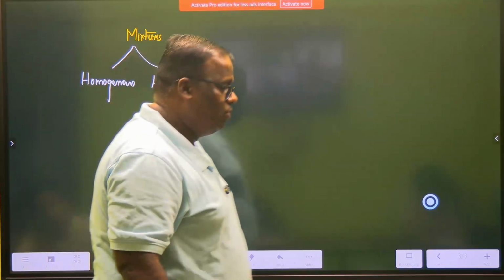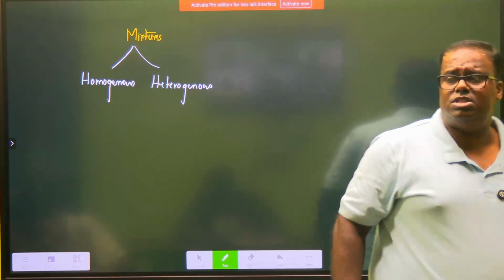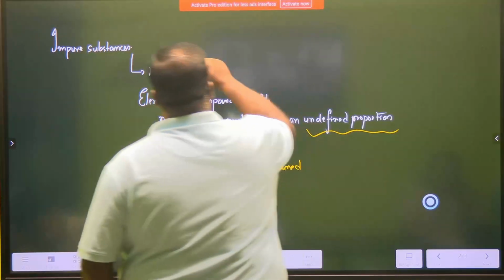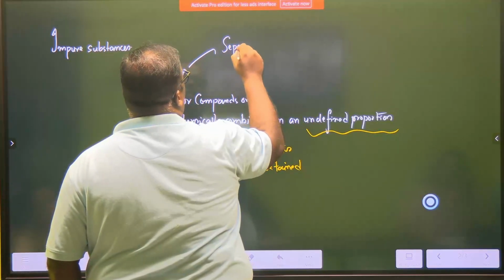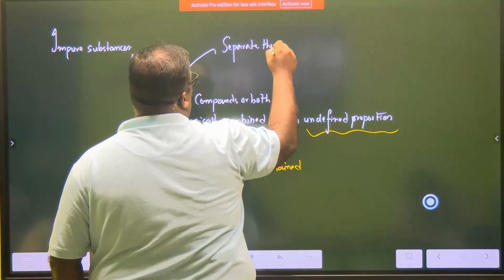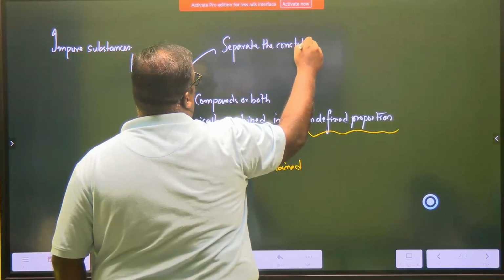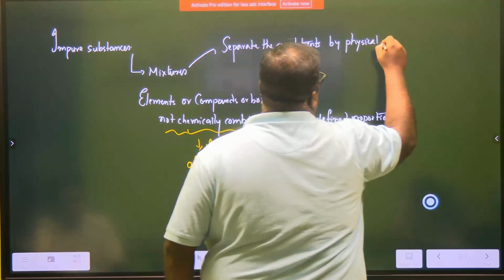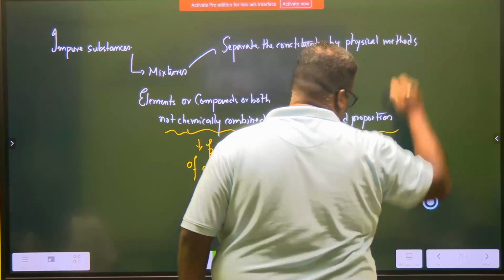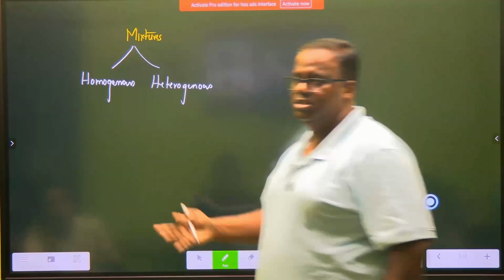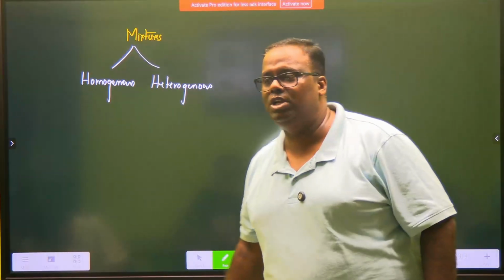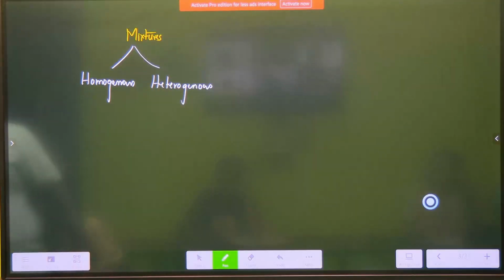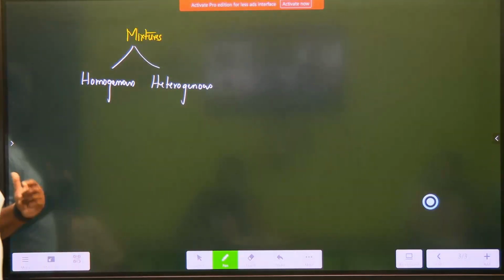One more thing that I missed out: mixtures can be separated. In a mixture, you can separate the constituents by physical methods. Even if I give you one pack of bhel puri and ask you, can you separate everything? You can separate it. The only thing is that it will be more tedious and time consuming, but that doesn't mean you can't separate it out. You can 100% separate it out. Okay. Mixtures can be homogeneous and heterogeneous.